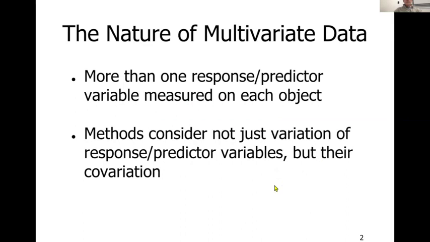So, as I was just saying, the nature of multivariate data is pretty simple. There's more than one response or predictor variable measured on each object. You've actually done multivariate analysis already, because multiple regression is a type of multivariate analysis, where you've got more than one predictor measured on each object and just one response variable. But the key thing is that whether we're talking about response variables or predictor variables, you're interested in more than just the variation of the variables, but also their covariation. And we'll see what that means in just a minute.